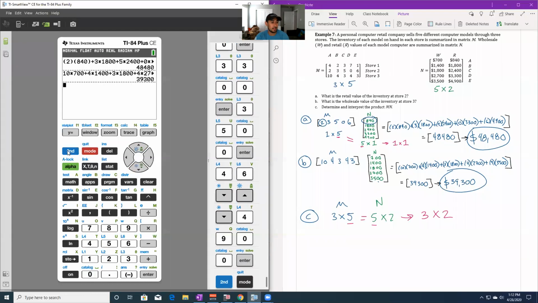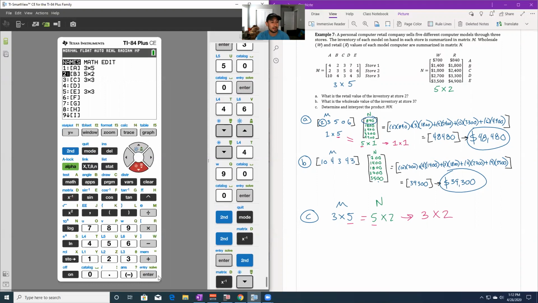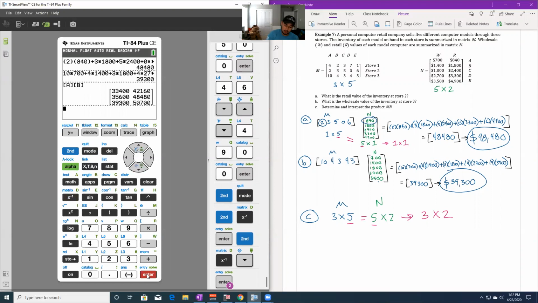Then we'll do M times N. So that was second matrix A, my 3 by 5, times second matrix B, my 5 by 2, enter, and we get that M times N gives me 33,400, 42,160, 35,600, 48,480, 39,300, and 5,700.